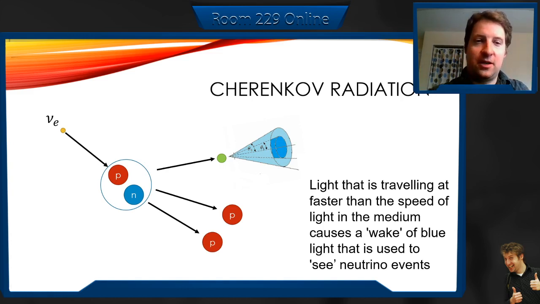So here again, this is our deuteron, our heavy water deuteron. A neutrino comes along, smacks into the neutron, creates two protons, and remember this is an electron.